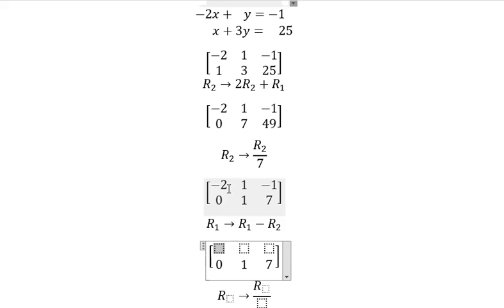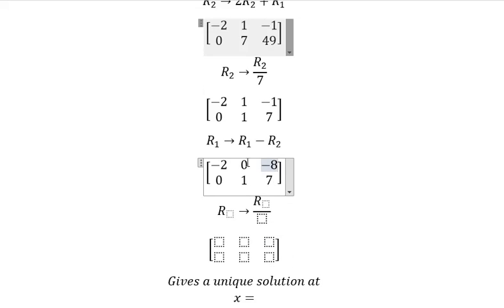And now I have negative 2, my row 1 minus row 2, negative 2 minus 0 is still negative 2, 1 minus 1 is 0, and negative 1 minus 7 is negative 8. And at this point, I've got my 0 in place, I just need to make this here a 1 and I'm finished with that row. So to make that 1, I can scale it down by a factor of negative 2. So if I divide negative 2 by negative 2, I'm going to end up with 1. So row 1 becomes row 1 divided by negative 2.